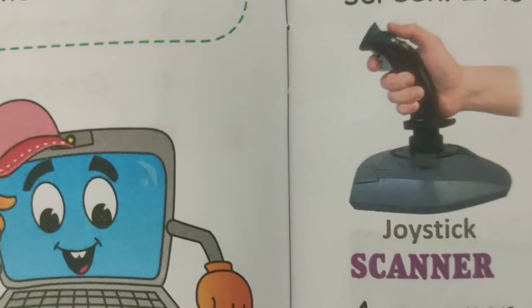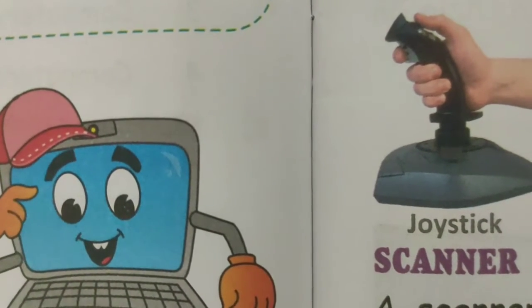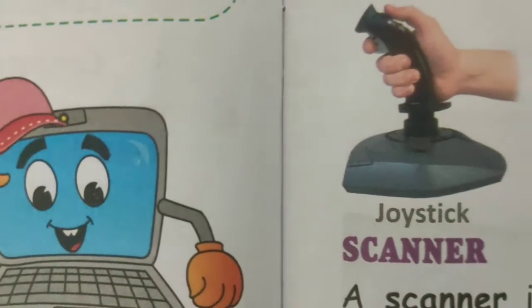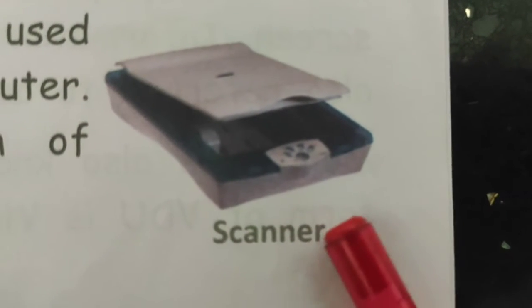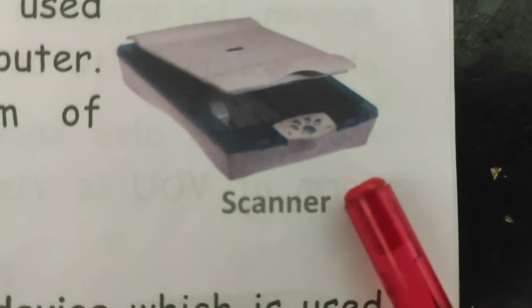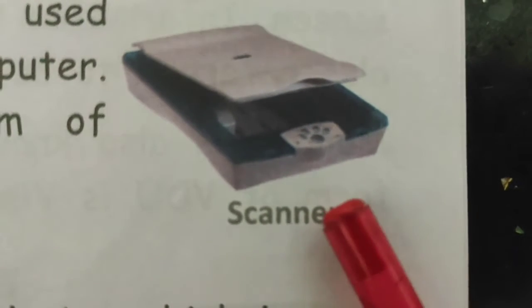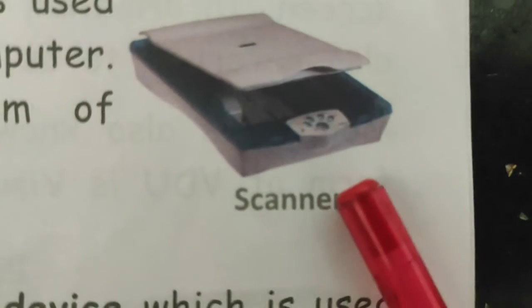Next is joystick. Joystick is an input device which is used to play games on the computer. Next, scanner. Scanner is an input device which is used to copy and send images to the computer. These images can be in the form of photographs, drawings or logos.